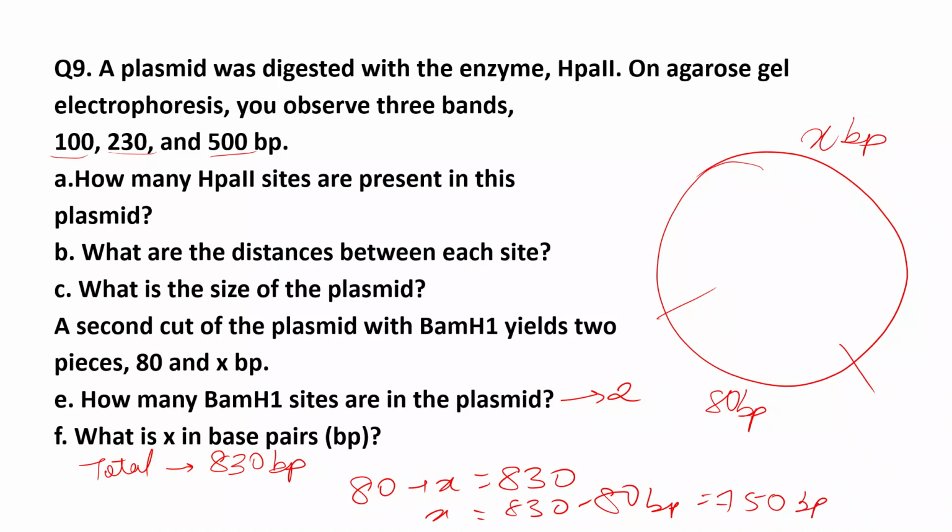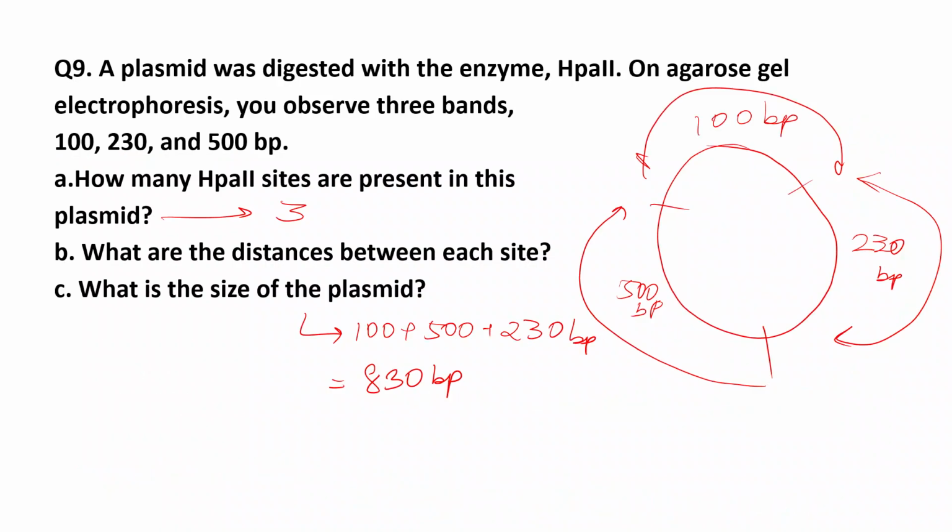So that's the answer, B. Yeah, in terms of base pairs only you can tell the distance between each site. The 100 and 230. So these are the cut sites. That's the distance between them.